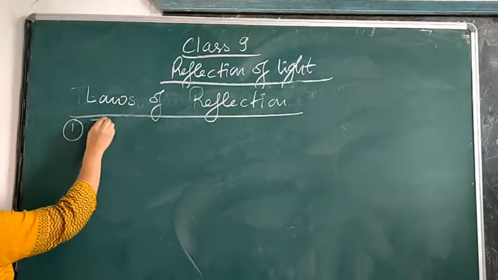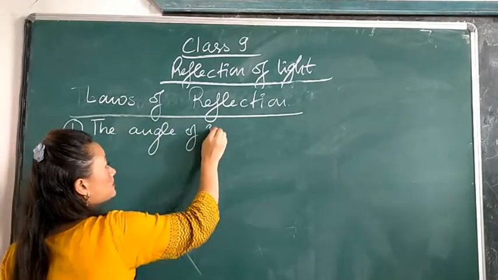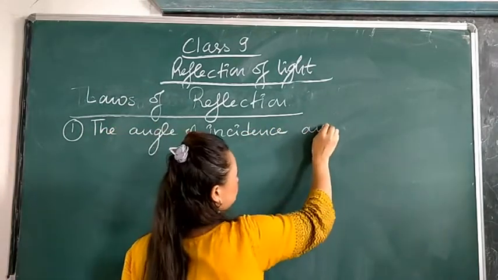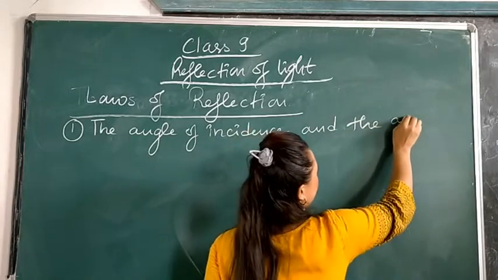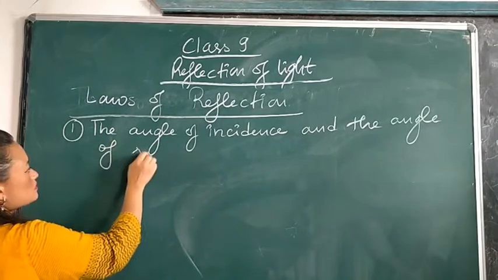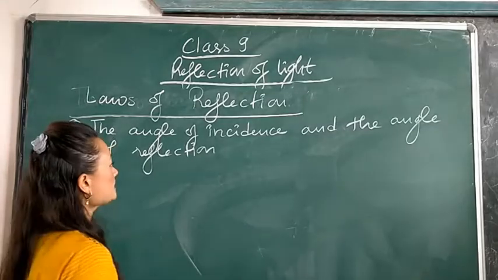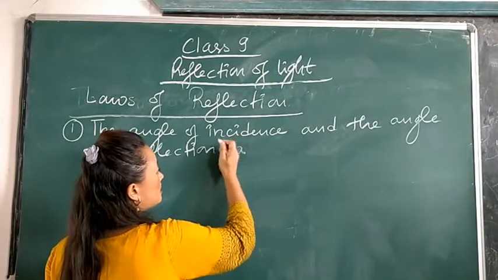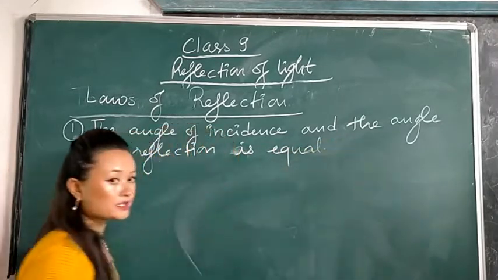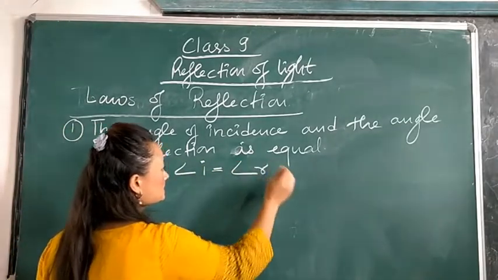The first one being, the angle of incidence and the angle of reflection are always equal. Please note that the angle of incidence and the angle of reflection are equal. Whatever value would be for angle I, it will be the same for angle R.